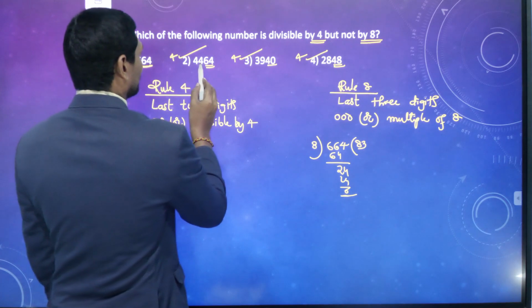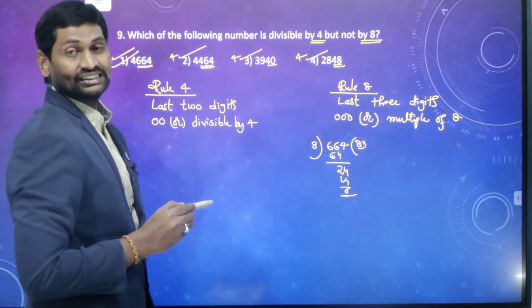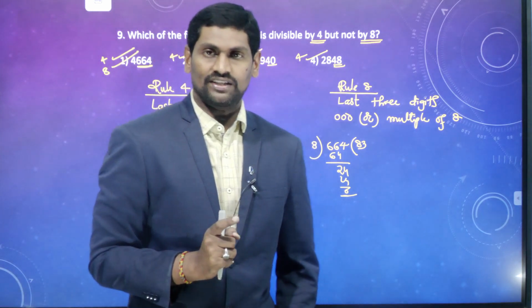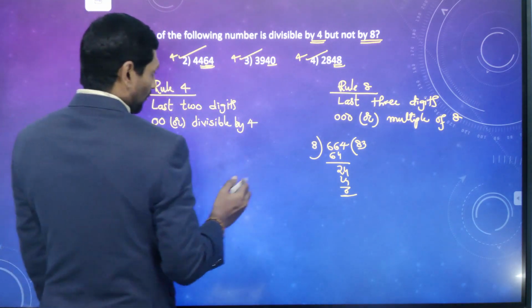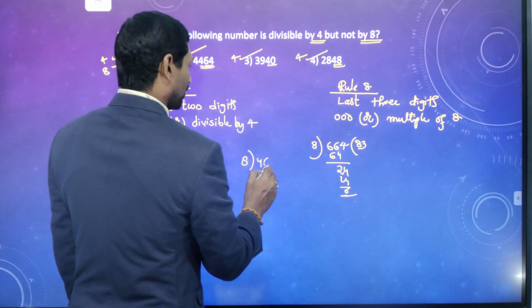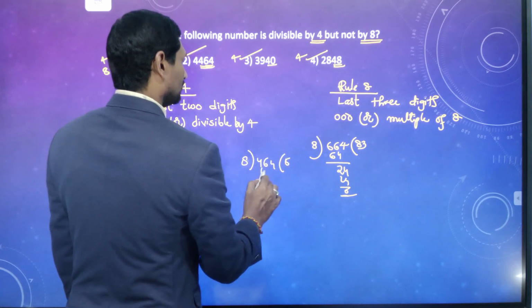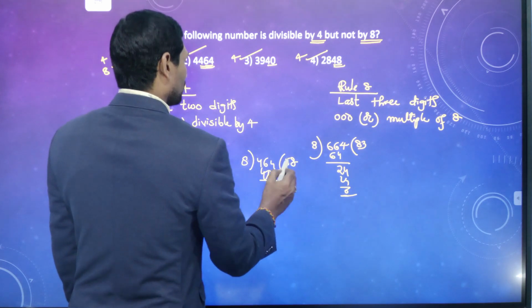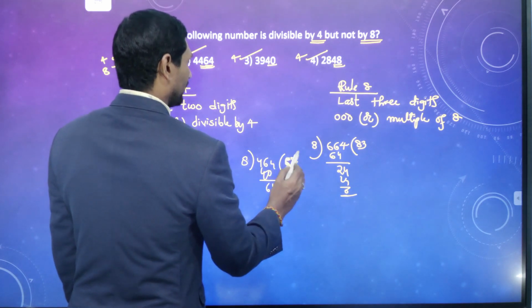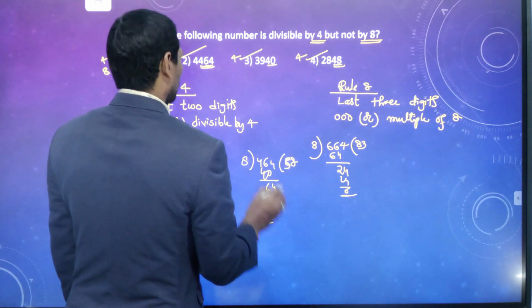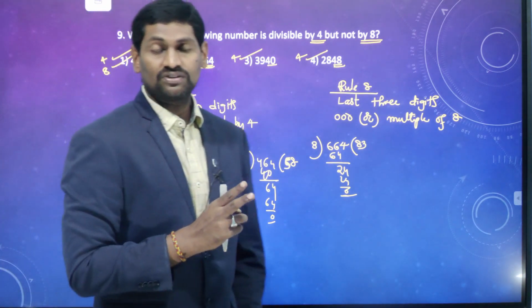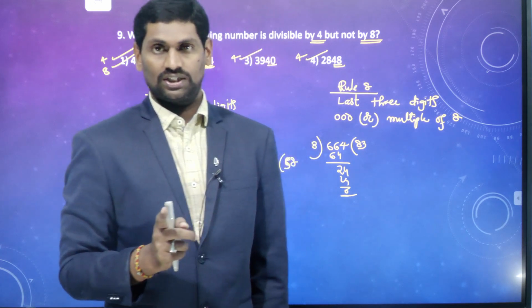Here, 446. That means are the last 3 digits divisible by 8 or not? Let us check. See, 8 table, 8 5s are 40, 6, 4 remainder, 8 8s are 64. So it is exactly divided 58 times. The second option is also divisible by 8. That means the first 2 options are not our solution.